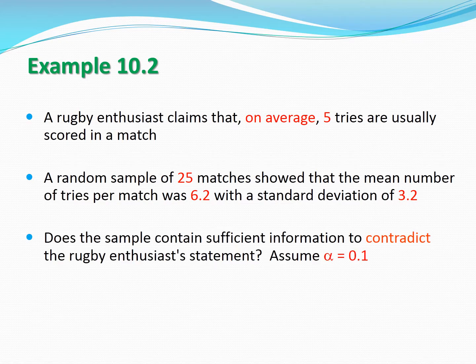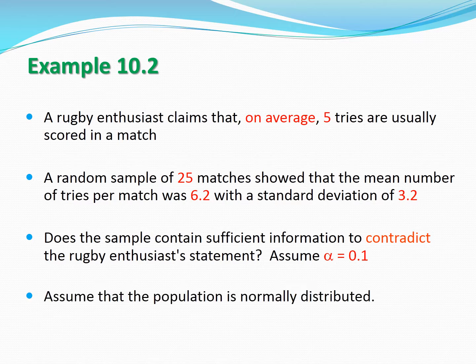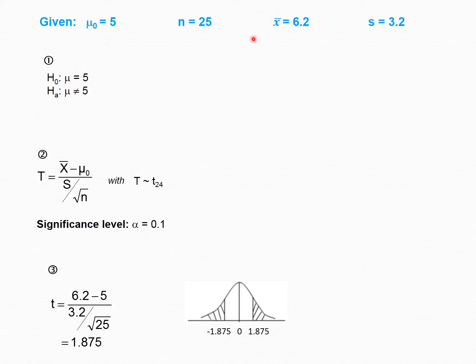Then they want to know, does the sample contain sufficient information to contradict the rugby enthusiast statement? So that means in the alternative hypothesis, we just want to test that it's not 5, so our sign will be not equal to. And then they say assume that the significance level is 0.1. And then they state that we assume that the population is normally distributed. This refers to the population data, but we still have a small sample size, so that means that we will use the t-table to determine our probability value in step 4 and not the z-table. This is then our given data.